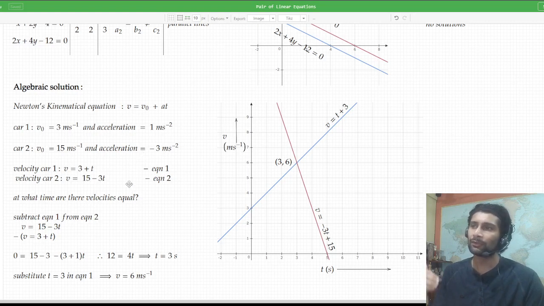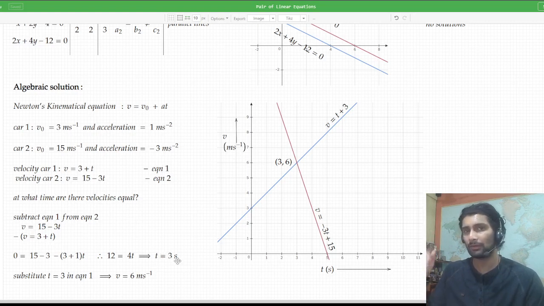So we can make the equation of both of them, and the equation is governed by these two, equation 1 and equation 2. We can solve this algebraically and find out at what point of time these velocities become equal, because one of them is decelerating and the other one is accelerating. Naturally, both of them will have a certain point where these velocities will be equal. When we solve this algebraically by subtracting equation 1 from 2, we find out our time t.